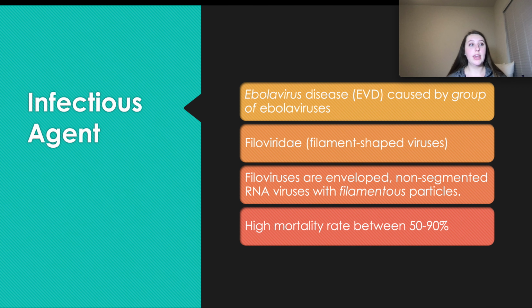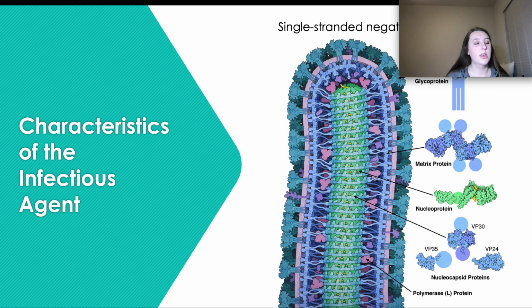Ebola virus disease is caused by a group of Ebola viruses of the family Filoviridae, as I just mentioned, which is filament-shaped viruses. And the filoviruses are enveloped, non-segmented RNA viruses with filamentous particles. What is characteristic of this group of viruses is that there is a high mortality rate between 50 and 90%. So as we can see from this cross segment of the Ebola virus, on the outside of the virus are glycoproteins, which surround and interact as part of the mechanism for infection of cells. Within the center, we can see the nucleocapsid cylindrical shape, in which the nucleocapsid proteins store the RNA genome.